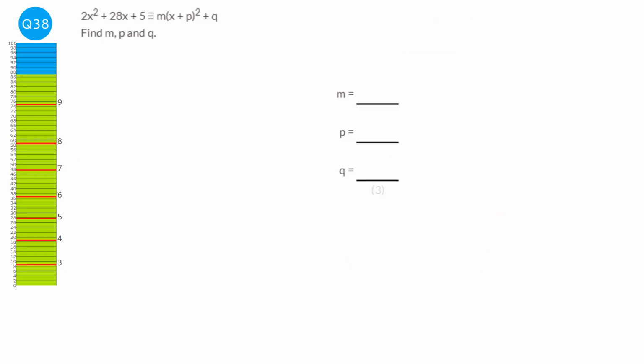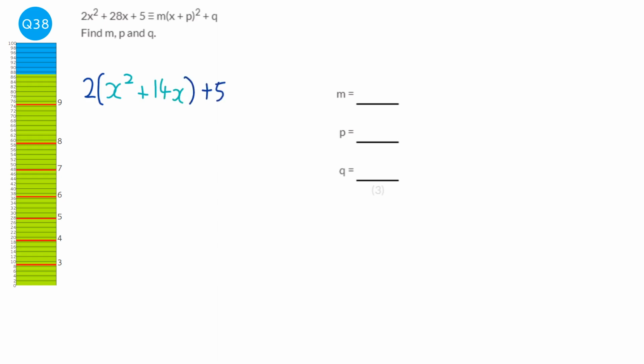So we're going to need to complete the square to be able to answer this question, but the first thing I need to focus on is this 2, the coefficient of the x squared. I want to make sure that x squared has a coefficient of 1. So we're going to start off by dividing out that 2 from the x squared and the x term. So we're going to be left with x squared plus 14x, and we just leave this plus 5 at the end.